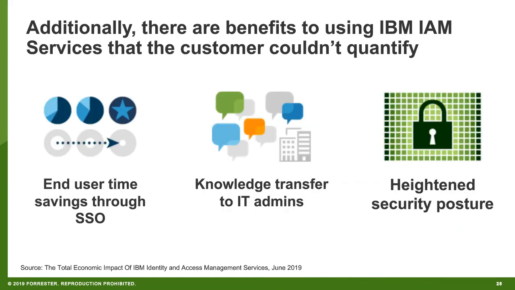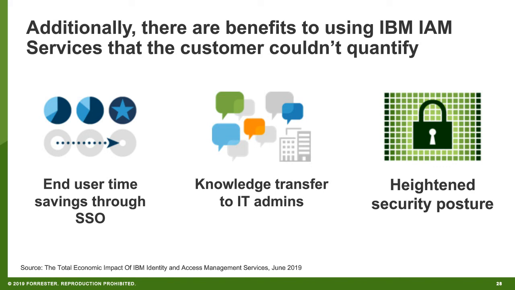Great. And then there are also benefits that could not be quantified for the purposes of this study, but are still noteworthy and impactful to an IBM IAM Services customer. So, for example, by moving to an identity as a service model, the organization also achieved single sign-on across its ecosystem of enterprise applications, which ultimately saved end users the hassle of remembering multiple passwords, reducing support tickets related to password resets, and saving time for both support staff and end users.